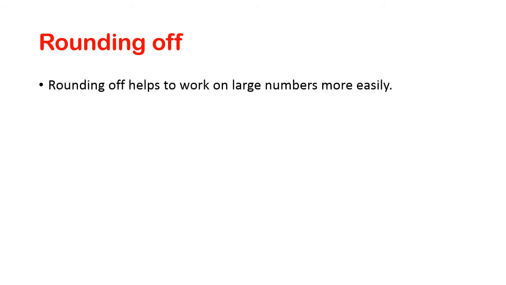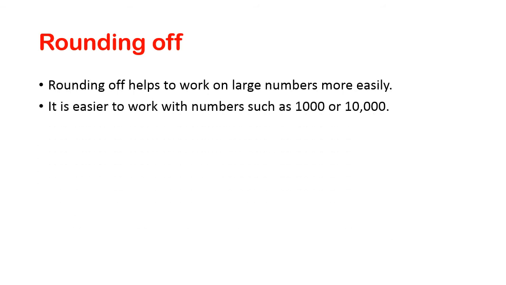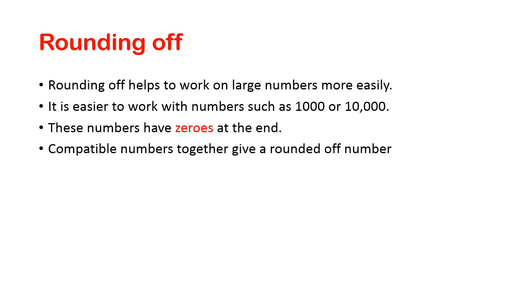So rounding off helps us to work on large numbers more easily. It is easier to work with numbers such as 1000, 10,000, lakhs, 500 like that, because they have more zeros. So we can add or subtract easily. These numbers have zeros at the end. Compatible numbers together give a rounded off number.